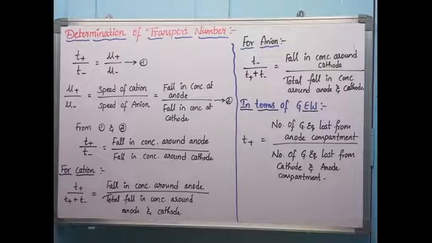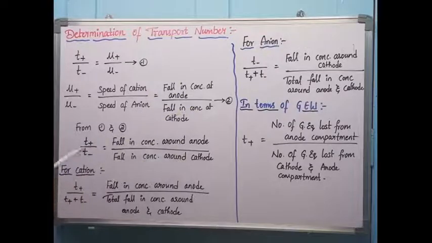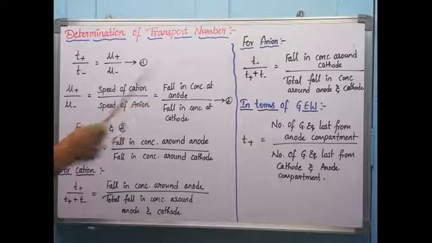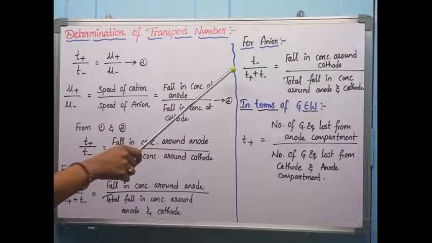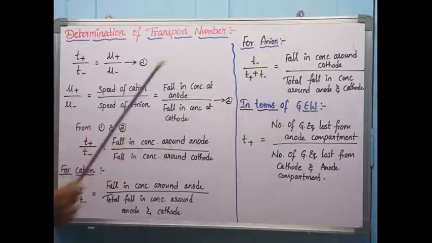From equations 1 and 2, T plus by T minus equals the fall in concentration around the anode divided by the fall in concentration around the cathode. So for the cation, we can calculate the transport number using T plus equals T plus by T plus plus T minus, which is the fall in concentration around the anode divided by the total fall in concentration around the anode and cathode. For the anion, T minus by T plus plus T minus equals the fall in concentration around the cathode divided by the total fall in concentration around the anode and cathode.